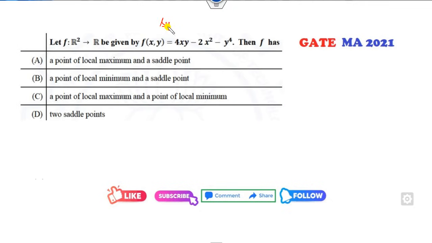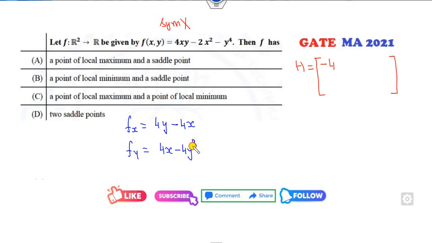Is the function symmetric? No. So you can find the h firstly. What is the second derivative of this with respect to x? Minus 4. Okay, firstly I can write here fx will be 4y minus 4x. Fy will be 4x minus 4x cube. So fxx, fxy, 4 minus 12y square. Now clearly say when the first value is minus 4, less than 0.